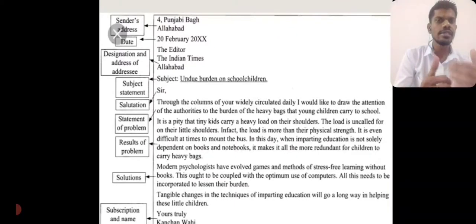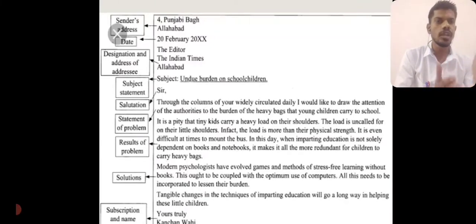Second one, date. How to write the date? 21st, then the month. While writing the month, you have to start it with a capital letter. Then the editor: T must be capital, E must be capital. The Indian Times, definitely T and I, T, these should be capital, and Ahmedabad also is in capital letter. And the subject, I told you, should not extend more than 4 to 5 words, and it has to be written in one sentence.